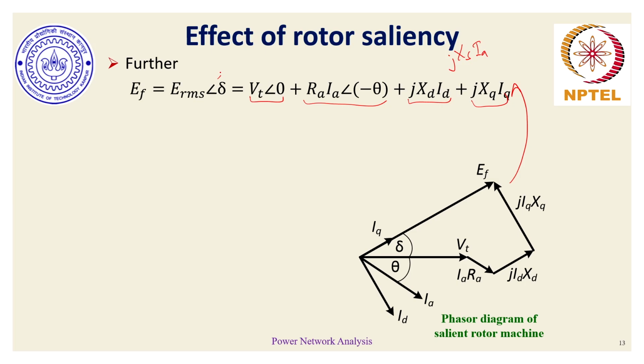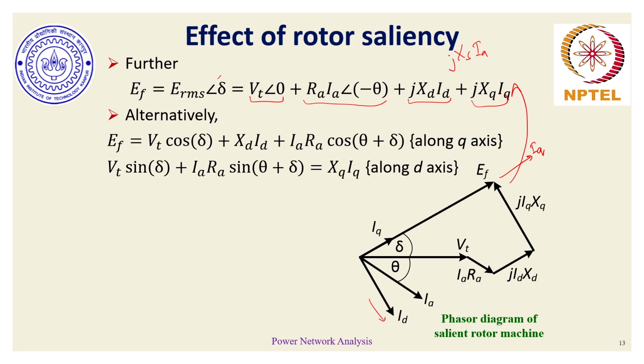So if we break this equation along two components, along two axes, one along the Q axis current IQ and the other along the D axis current, we can get two analogous equations. The first equation is along the Q axis. How do we get it? It's very clear that if we look at the vectors which are aligned along IQ, then we have EF, and then we'll also have Vt cos delta, the component of Vt along the Q axis, which is Vt cos delta. And then we have JDXD, which is a term sitting over here.